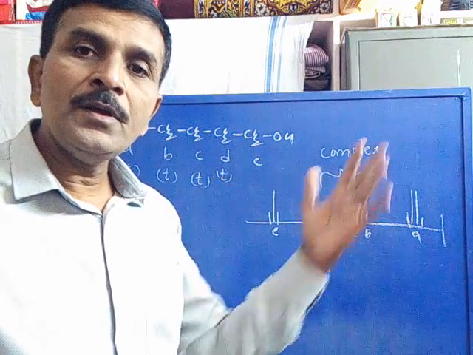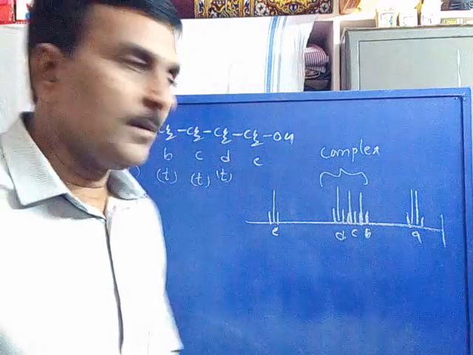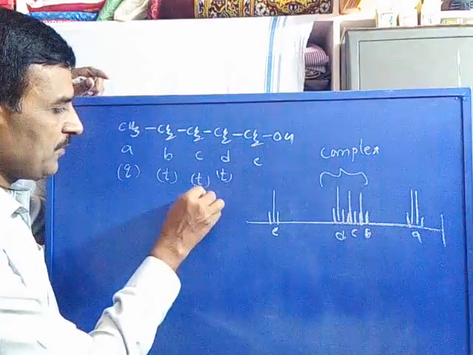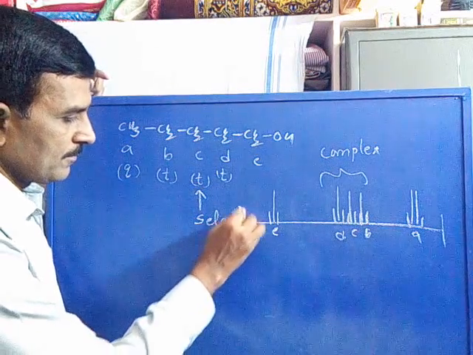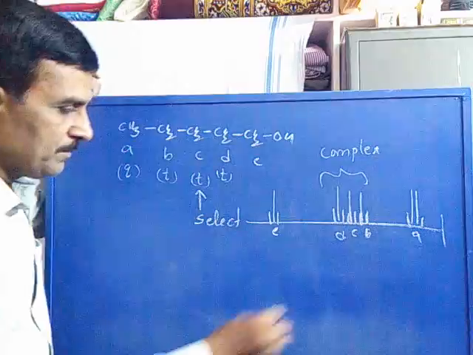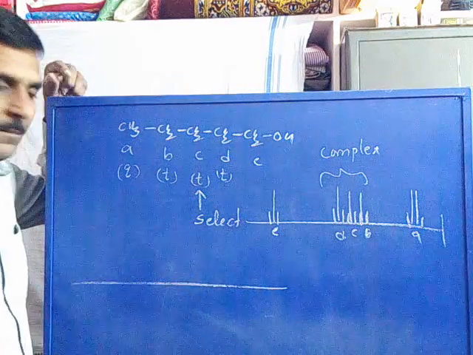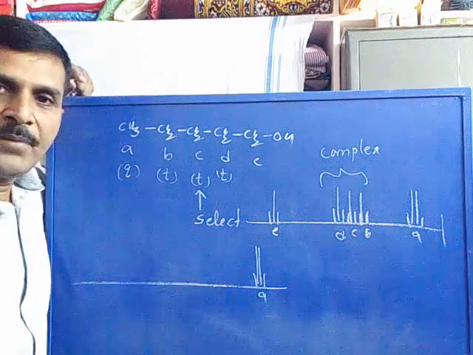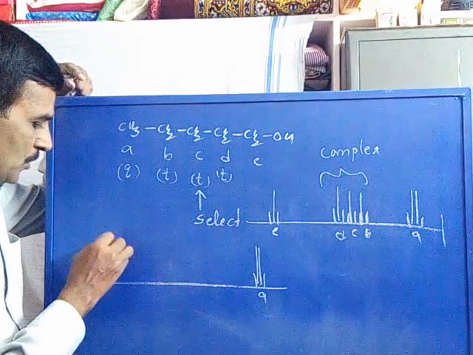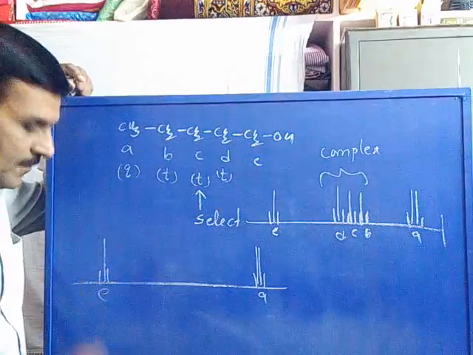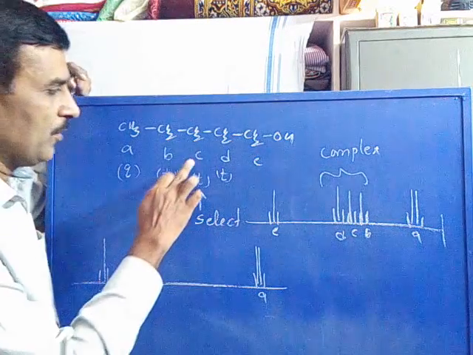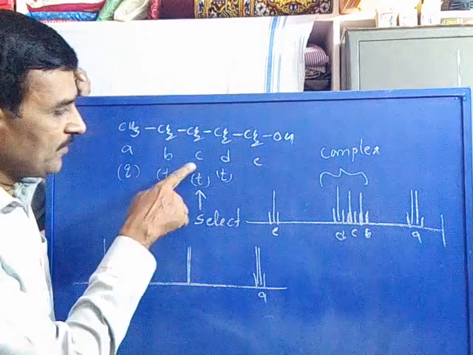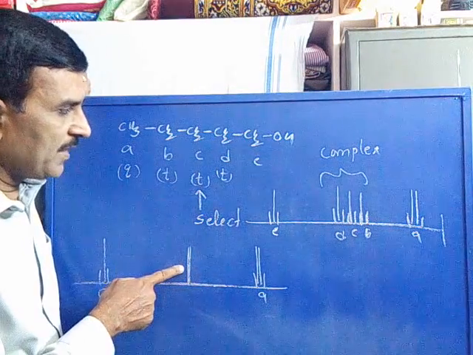Now, when we record by the selective proton decoupling method, I am going to select C carbon. Select C carbon and record the spectrum. You can see A appears as a quartet, E also appears as a triplet. Now C signal appears as a singlet as it is selected. C carbon is selected, therefore it appears as a singlet.